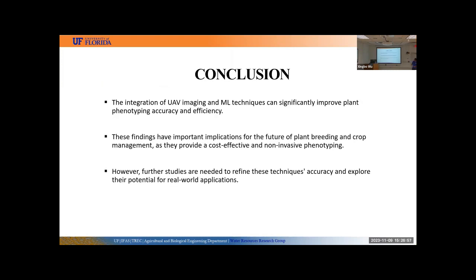So as a conclusion, integrating these two technologies, imaging and machine learning techniques, can significantly improve plant phenotyping accuracy and efficiency. So these findings have important implications for future plant breeding and crop management as they provide effective and non-invasive phenotyping. However, further studies are needed to refine these techniques' accuracy and explore their potential for real-world application.